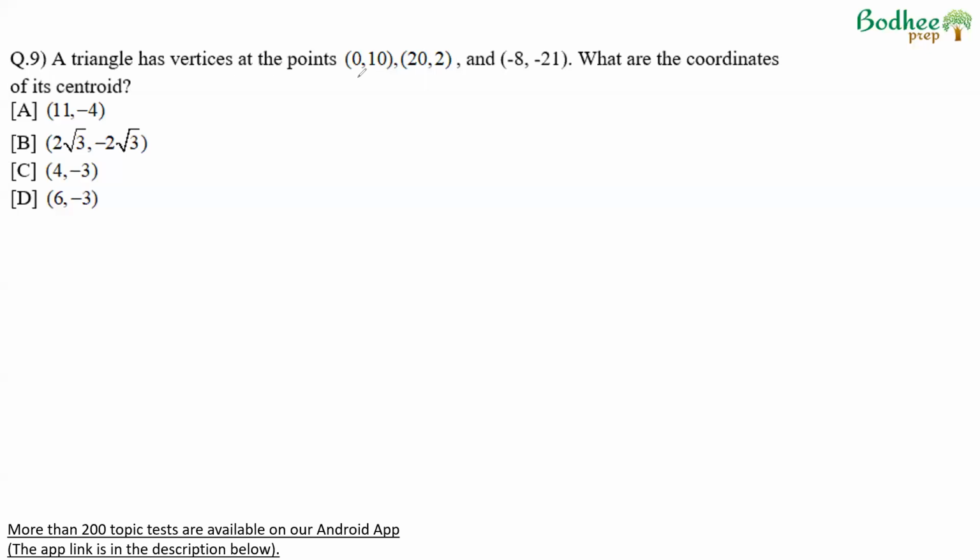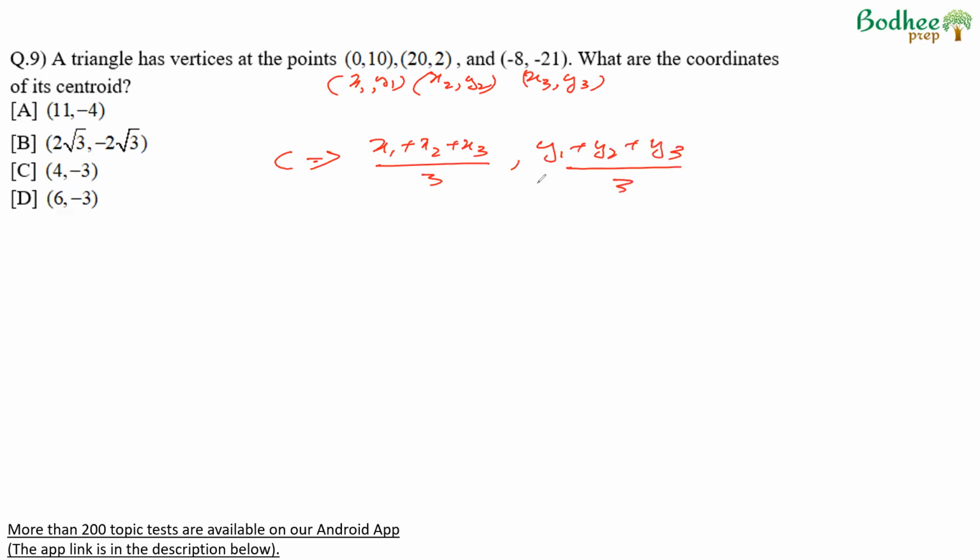The triangle has vertices at the points (x1, y1), (x2, y2), and (x3, y3). What are the coordinates of the centroid? The centroid is the point of intersection of the medians. And without the loss of generality, we can say the centroid's x coordinate will simply be (x1 plus x2 plus x3) by 3. Y coordinate will be (y1 plus y2 plus y3) by 3. Put in the values, get the answer.